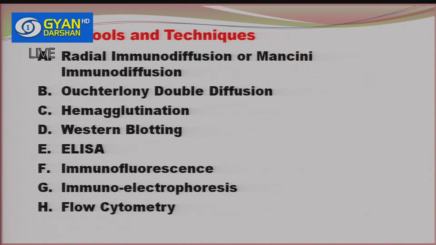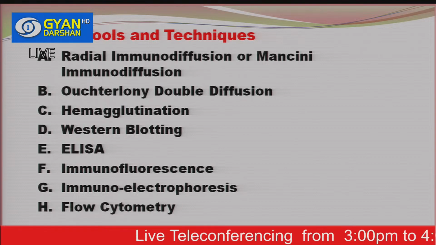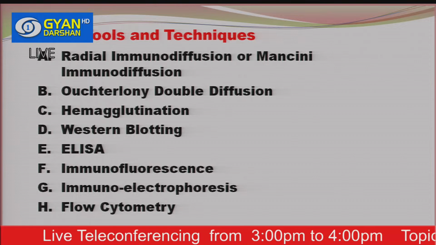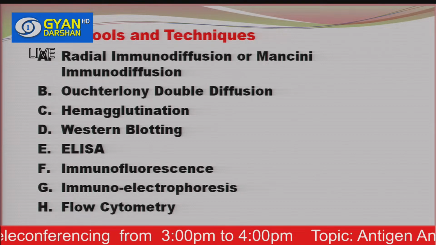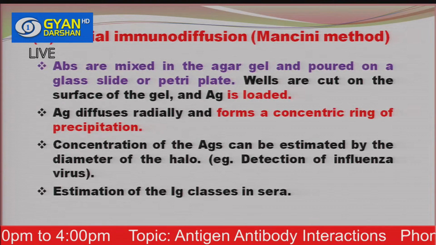The first one is radial immunodiffusion, or you can say the Mancini immunodiffusion, then Ouchterlony double diffusion, and the third one is hemagglutination, then Western blotting, ELISA, immunofluorescence, immunoelectrophoresis, and flow cytometry. So there are several tools we can utilize for detection of antigens or antibodies. I want to discuss them one by one.